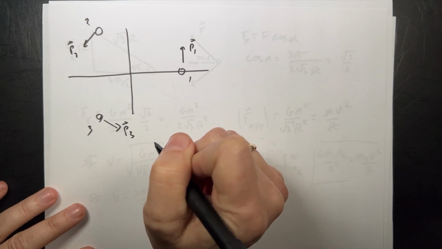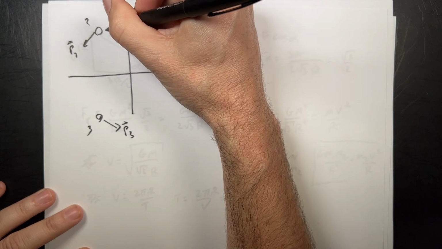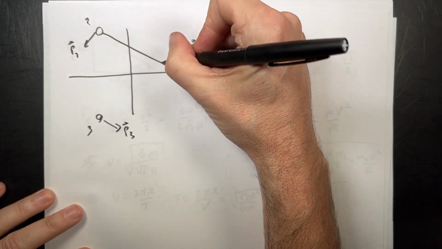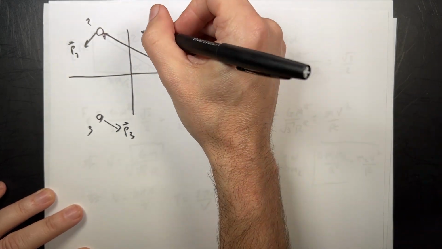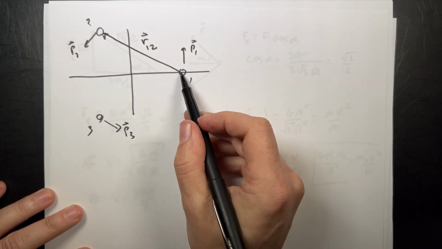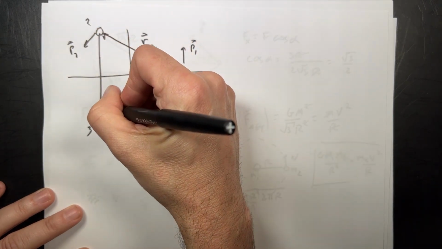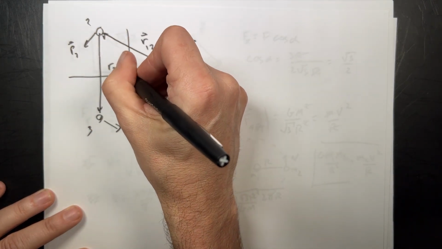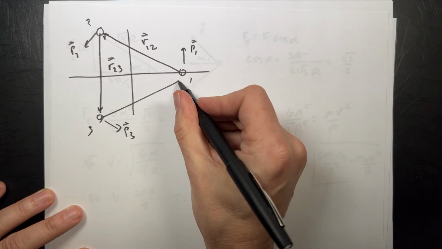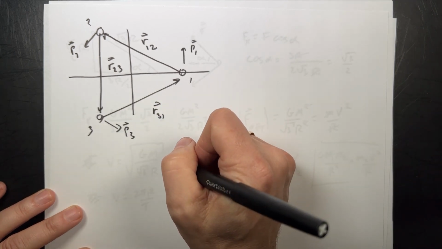And I can calculate the gravitational force. So what I want to do is to calculate this vector. I'm going to call this R12. This is the vector from position 1 to 2. And this is going to be R23. And this is going to be R31. And those are all the positions I need.